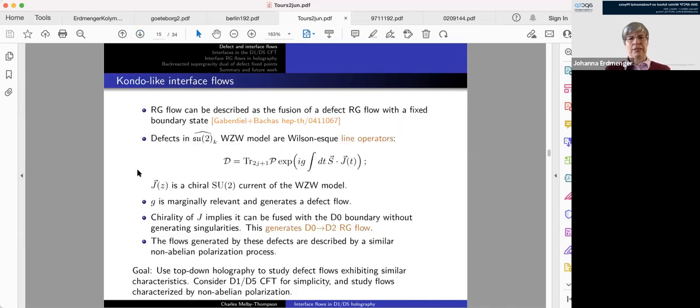Okay, so again, we can use this technique of fusion. So fusing representations of the UV gives then representations in the IR. And again, we have here our operator where S and J interact. So that's very similar to what we had before. And another nice feature now is that we can make this current, it doesn't necessarily have to be an SU(N) current. It can be, for instance, SU(2).